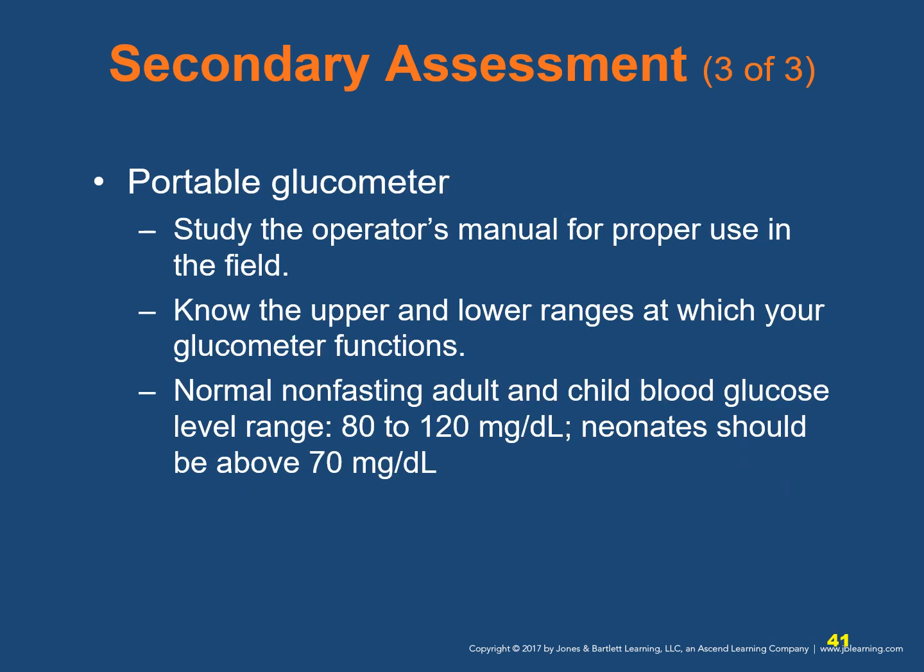With portable glucometers, study the operator's manual for proper use in the field. Know the upper and lower ranges at which your glucometer functions. Normal, non-fasting adult and child blood glucose levels range from 80 to 120 milligrams per deciliter. Neonates should be above 70 milligrams per deciliter.